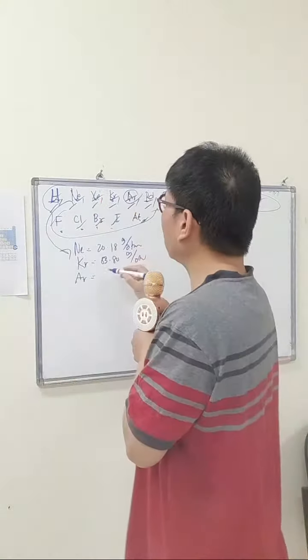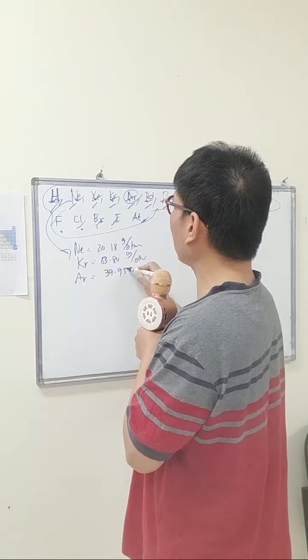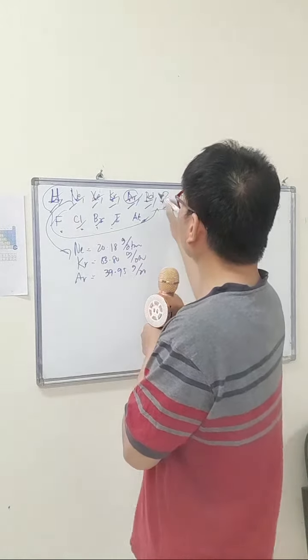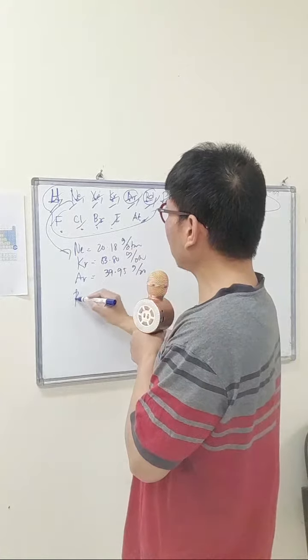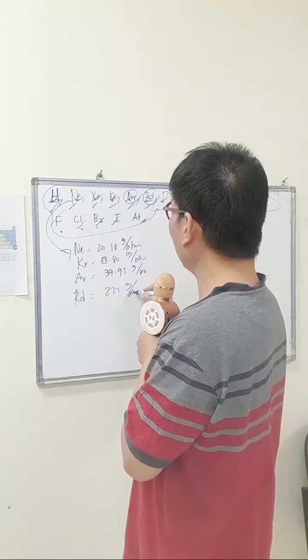Okay? Argon is 39.95 gram per atom. Okay? Radon, nakakaloka, I love this. Triple 2, 222 gram per atom.